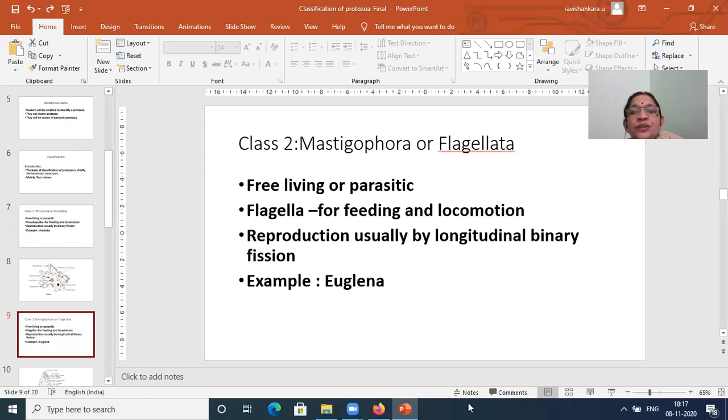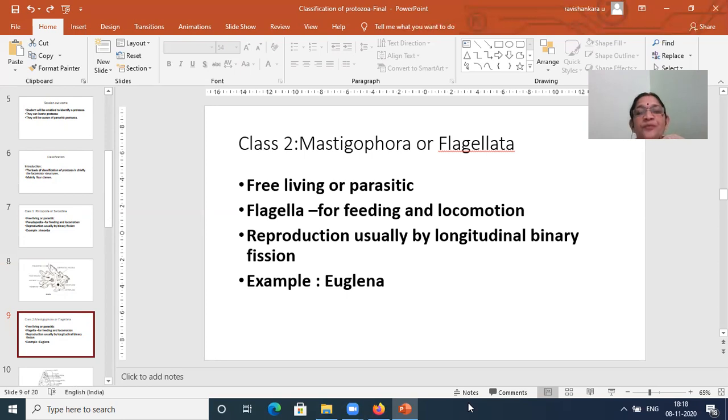Secondly, the class Mastigophora or Flagellata. Flagellata includes either free living or parasitic forms of protozoa. These have flagellum as the locomotory structure. They have a different type of shape because they have a pellicle inside the plasma membrane of their cell, and they are generally spindle shaped. The flagellum is used for whip-like movements with the beating action and undulating movement, and they move with the help of the flagellum. They reproduce generally by binary fission, which occurs lengthwise or longitudinally, dividing the cell into two.